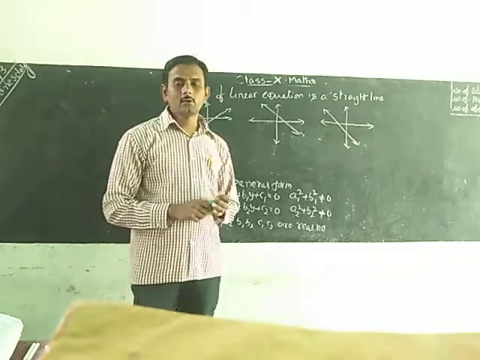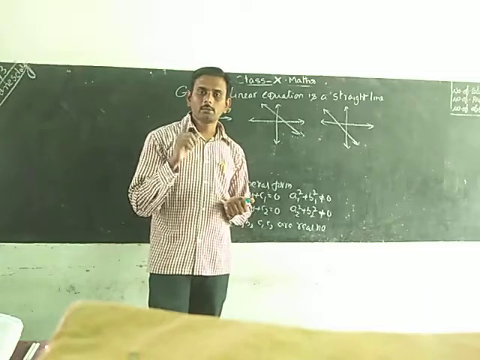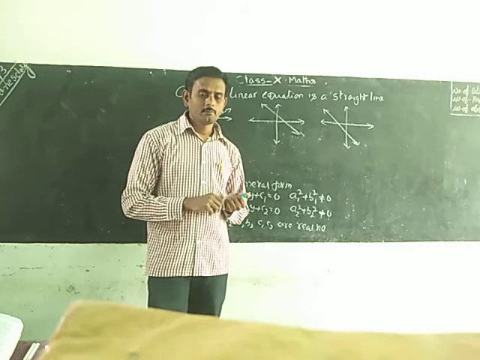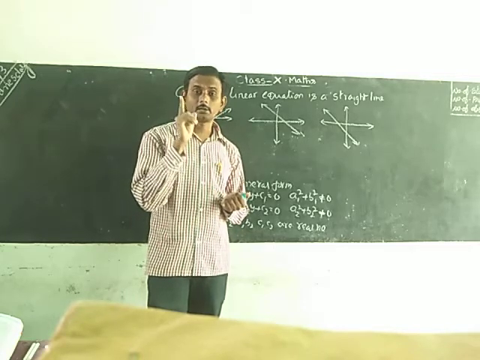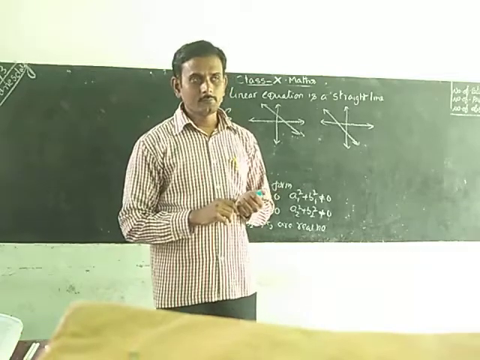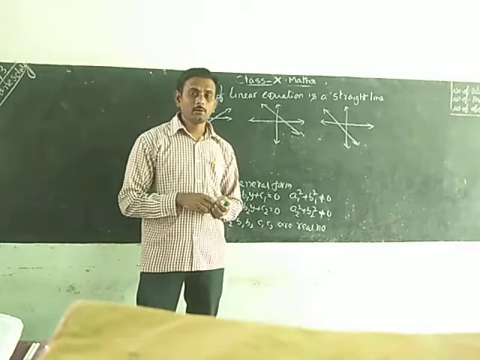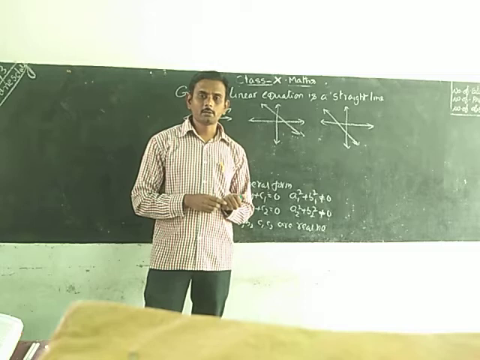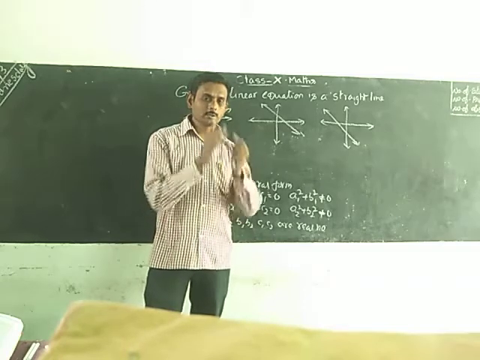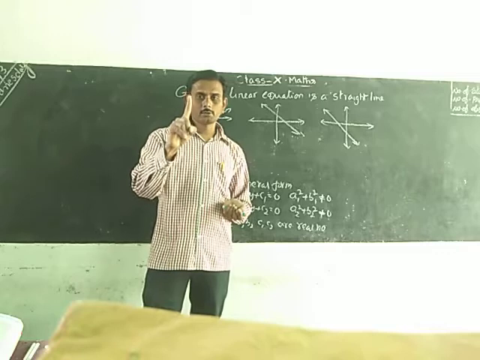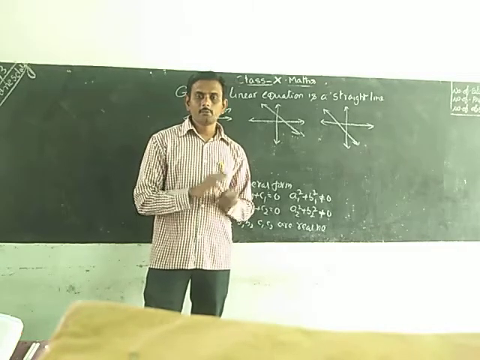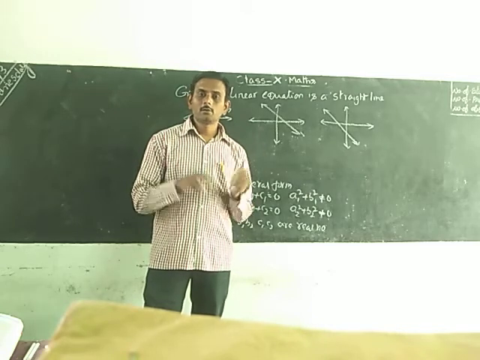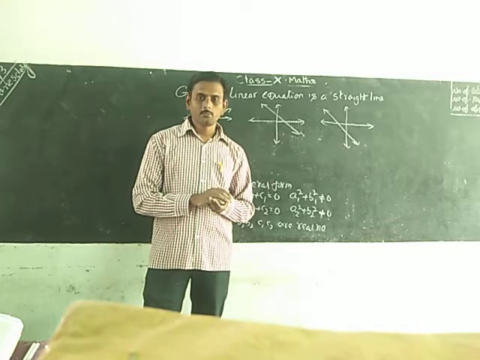For a linear equation, how many straight lines are possible? One linear equation means one straight line. But in this chapter we are dealing with a pair of linear equations. For a pair of linear equations, how many straight lines are possible on graph paper? Two lines are possible.